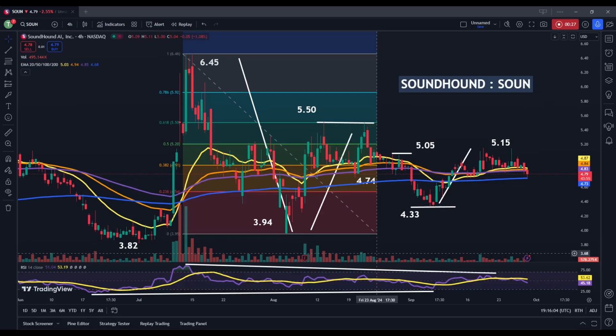So as we can see here, this is the 4-hour time frame. We're going to take a step back and look at the broader view to assess the trend from a broader perspective. This is the 4-hour time frame, so every candle here represents a 4-hour trading period.